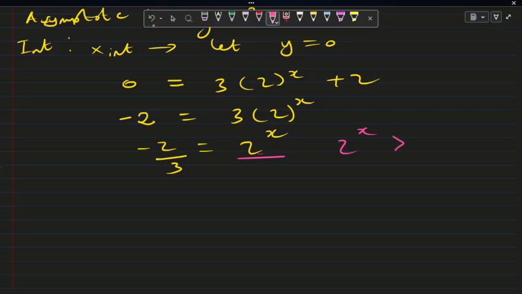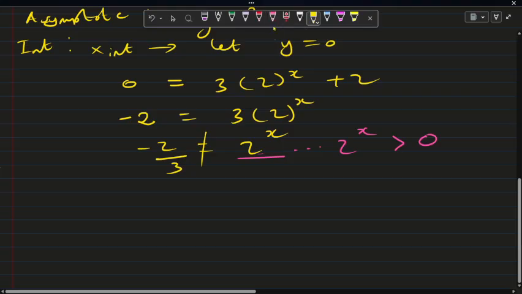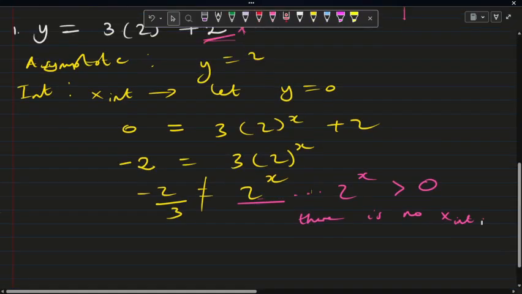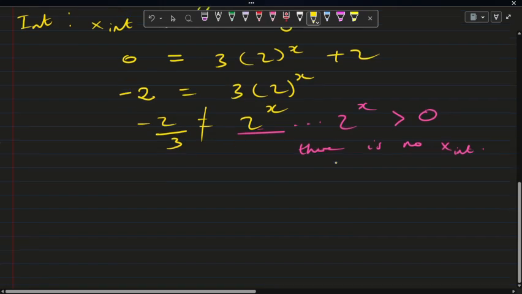Okay, so 2 to the power of x is always greater than 0. Okay, it will always be greater than 0. So this situation that says that 2 to the power of x is equal to negative 2 over 3 is never going to happen. Now this is a clear indication that we do not have an x-intercept. Okay, so there is no x-intercept. And then let's determine the y-intercept.